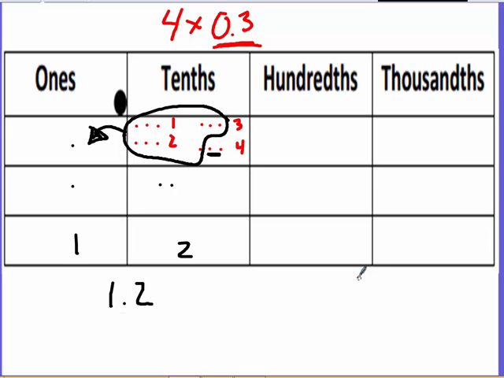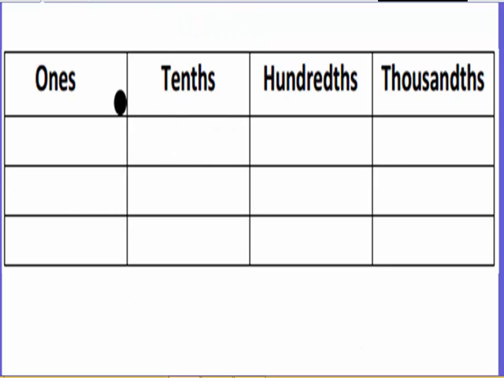I can also see by multiplying it using my standard algorithm, 4 times 3 is 12. And where does this decimal go? Well, if I look here, I see it separates my ones and my tenths. So it would need to go right there. Alright?